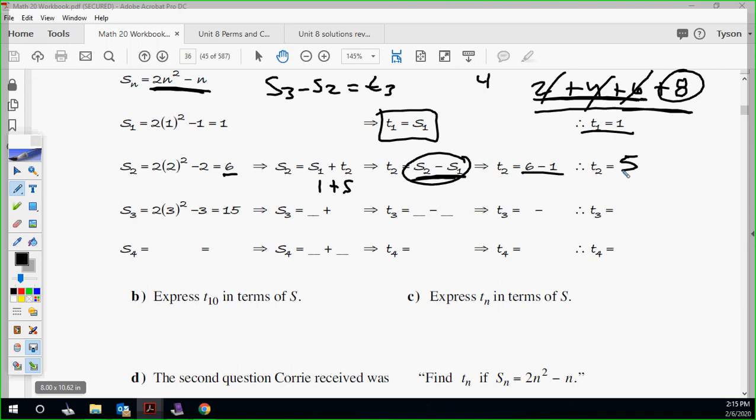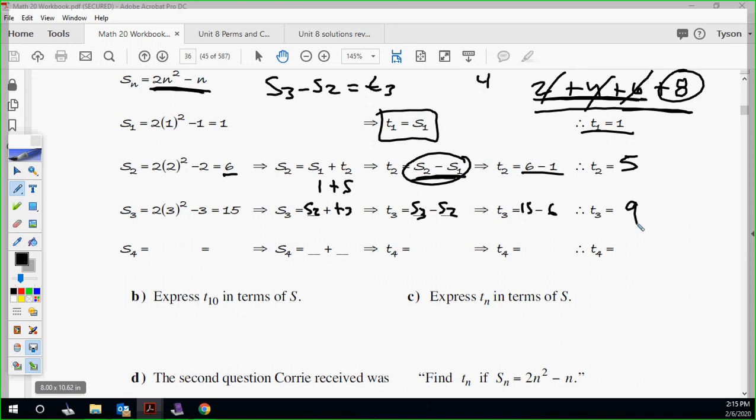Okay, so let's try it again here. S3: 3 squared is 9, 9 times 2 is 18, minus 3 is 15. S3 is equivalent to S2 plus term 3. So term 3 is equivalent to S3 minus S2. Since we know S3 is 15 and S2 is 6, 15 minus 6 is term 3, so it's 9. Yep, you can see the pattern now, right? It's going up by 4. It's arithmetic, so don't forget.